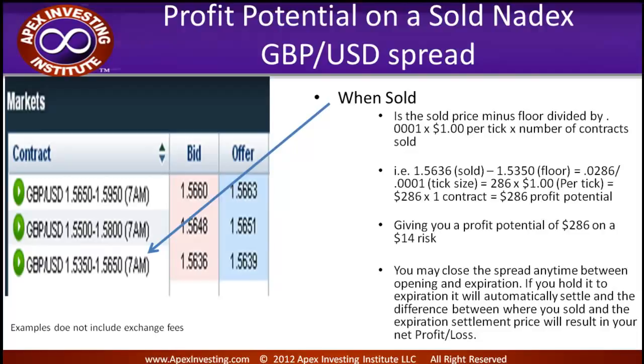That gives you a profit potential of $286 on a $14 risk. And again, you can close the spread anytime between opening and expiration, and if you hold it to expiration, it'll automatically settle, and the difference between where you sold and the expiration settlement price will result in your net P&L. Or you can close it, and the difference between where you sold and bought back will result in your net P&L, with your loss never exceeding the $14 risk based on these prices, and your profit not exceeding $286, whether it expires above or below the floor or ceiling.